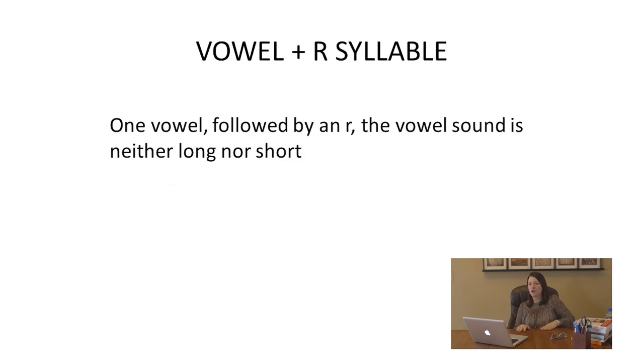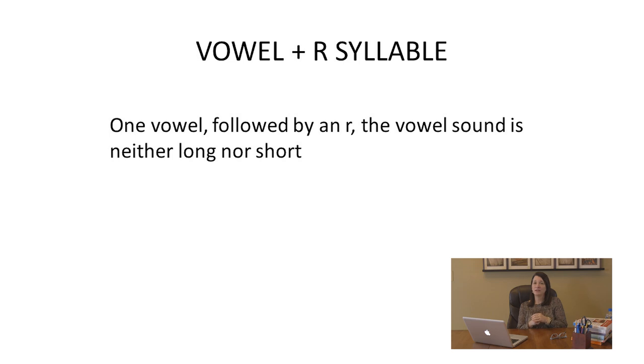All right, vowel plus R. It's sometimes called R-controlled, tricky R, bossy R. And we're back to looking for just one vowel again. And this time though, the next letter is an R. And the vowel's not gonna say long or short, it's gonna kind of growl. This is the vowel plus R syllable.